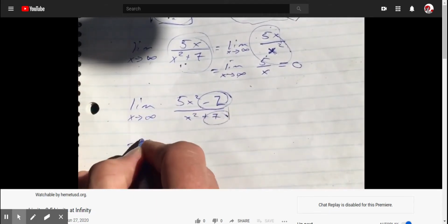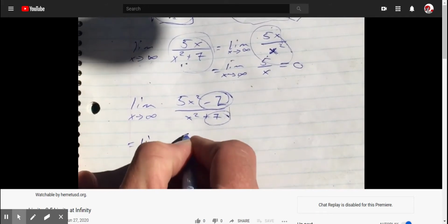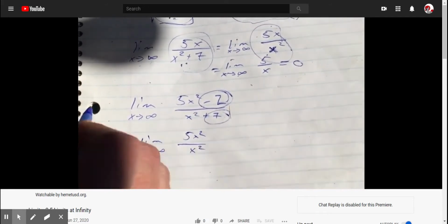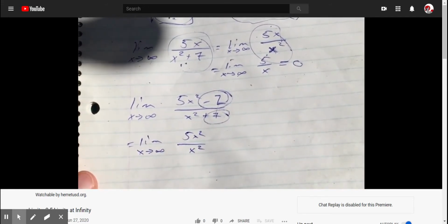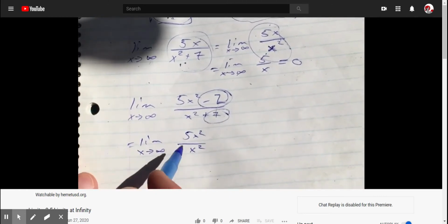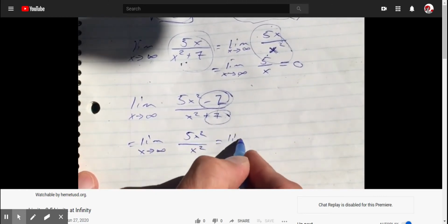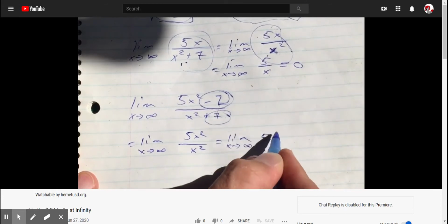So essentially this comes out to be the limit as x approaches infinity of 5x squared over x squared. Same concept: as we approach infinity, these things do not matter. And so we could say that's just the limit as x approaches infinity of 5. We reduce that, and that's going to be 5. Okay, not too bad. Now what if it's a little bit different?